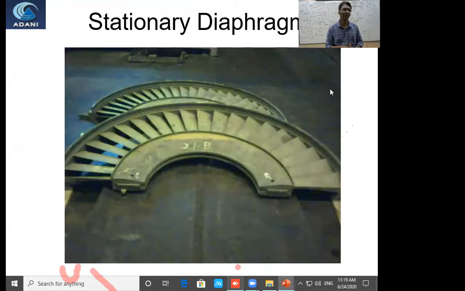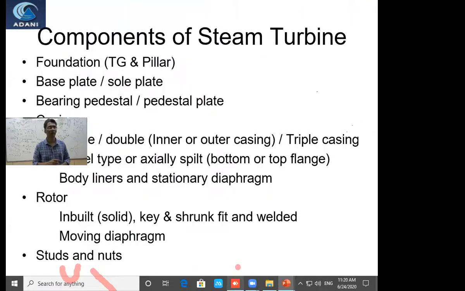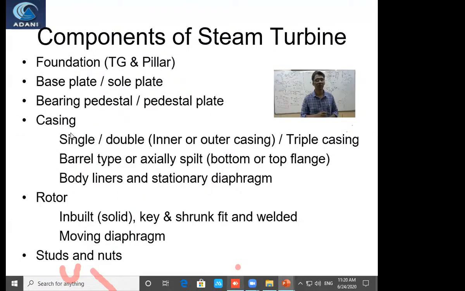So that is a set of stator blades. Next. That is a set of stator blades, one half of the stator blades. So the lower half and upper half together create the guide vanes and are mounted on the casing. These are the guide vanes. Next. Next.